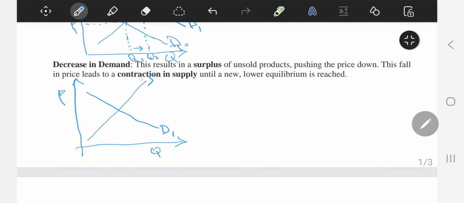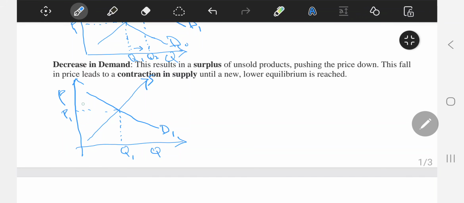Again, a decrease in demand, let's say due to a decrease in consumers' income, is going to shift the demand curve to the left. First, let me just identify that this is the equilibrium quantity and this is the equilibrium price. So let me call that P1 and Q1.